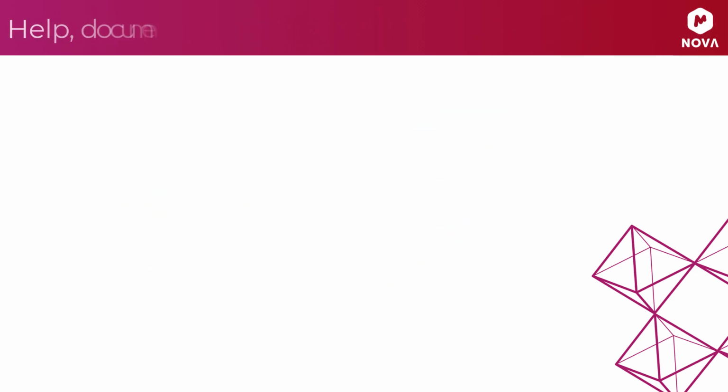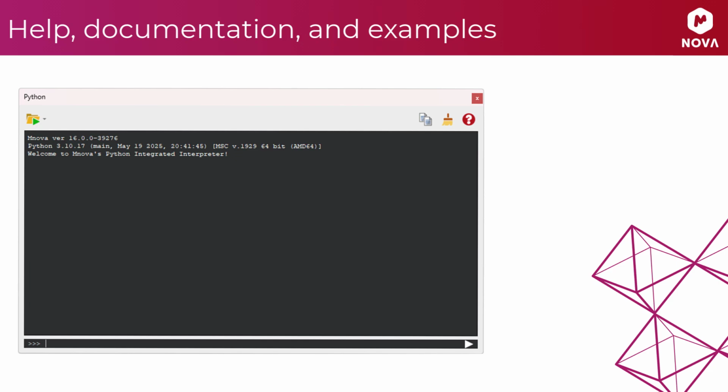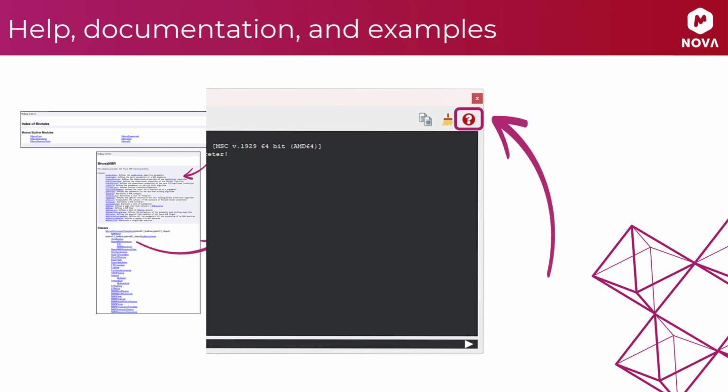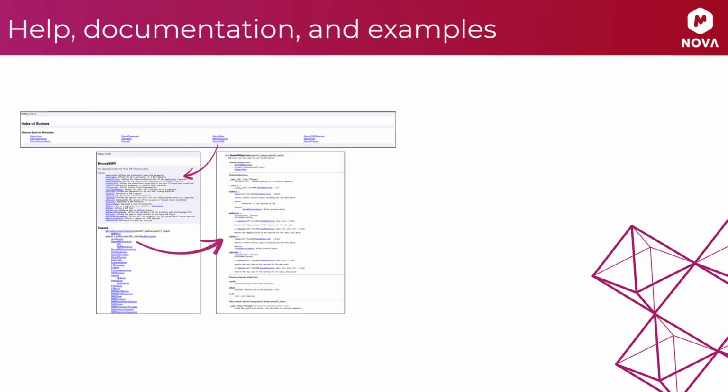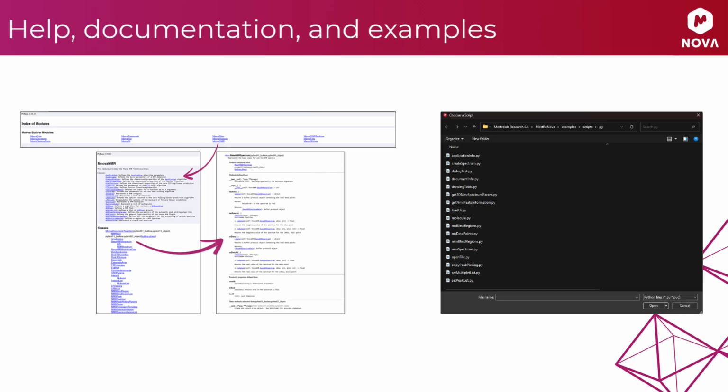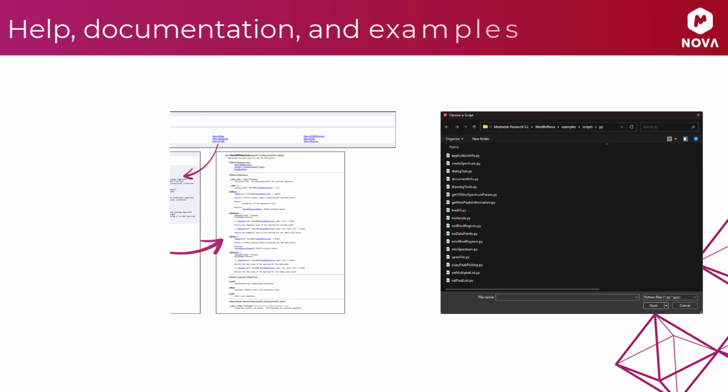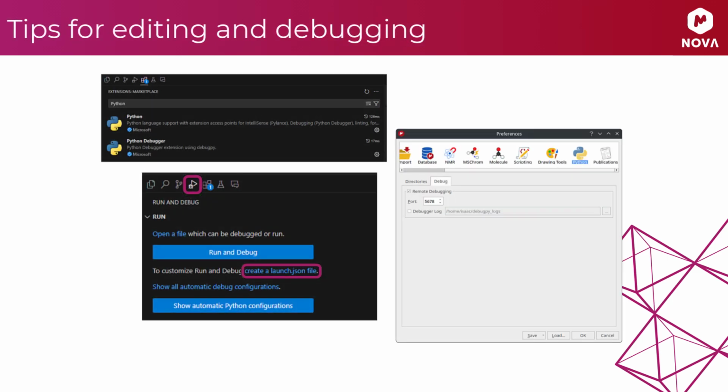In the next episode, we will look at the resources that are available: help, documentation, and examples. There are lots of things out there to help us. Next, we'll take a look at editing, debugging, and code completion. Let's make coding as easy as possible.